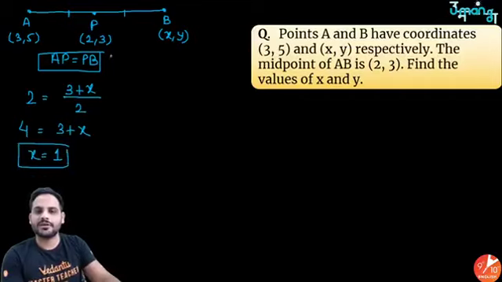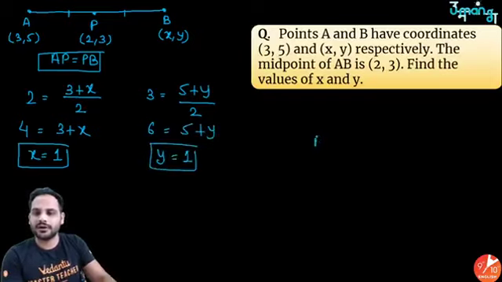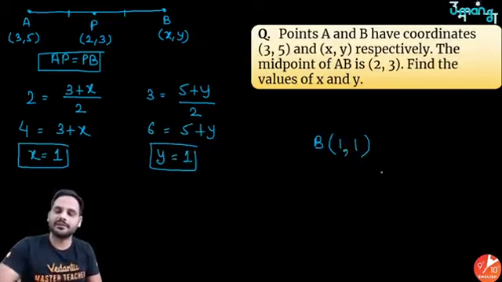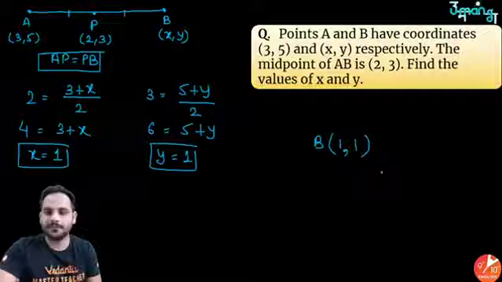Similarly, the y coordinate of P, 3, is equal to (y1 plus y2) divided by 2. So (5 plus y) divided by 2, 6 is equal to 5 plus y. So here also you have got y is equal to 1. So the coordinates of B are what? 1, 1. The coordinates of B are 1, 1.